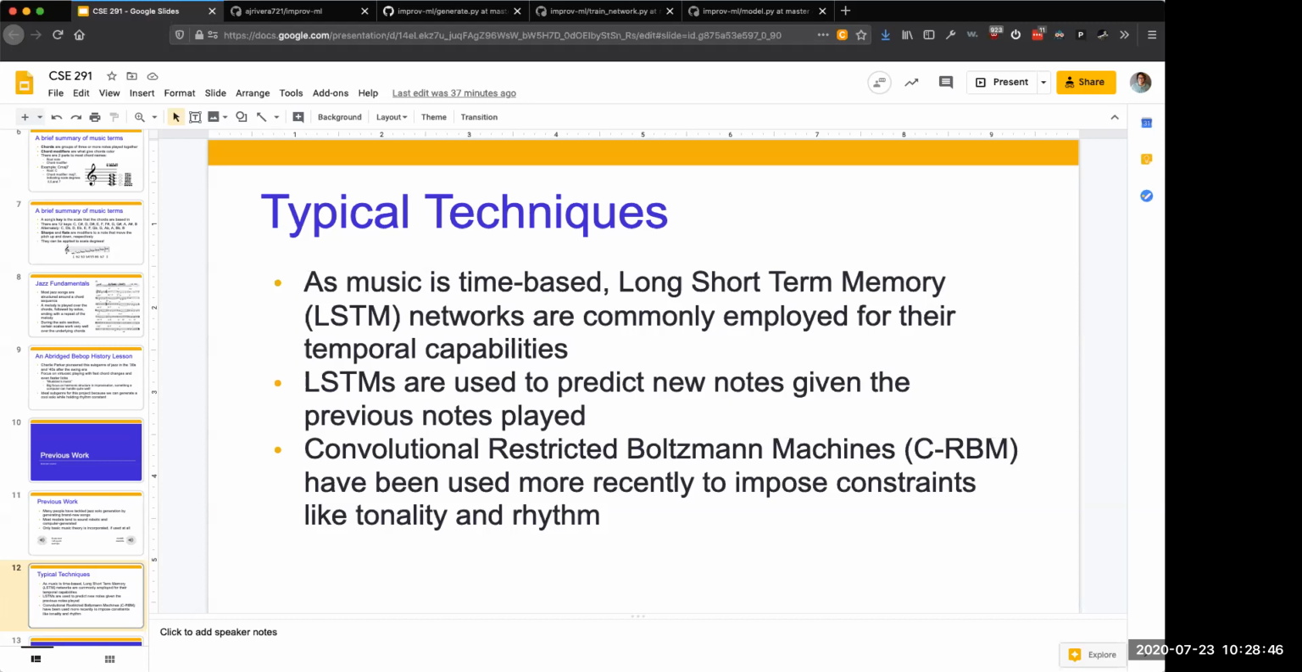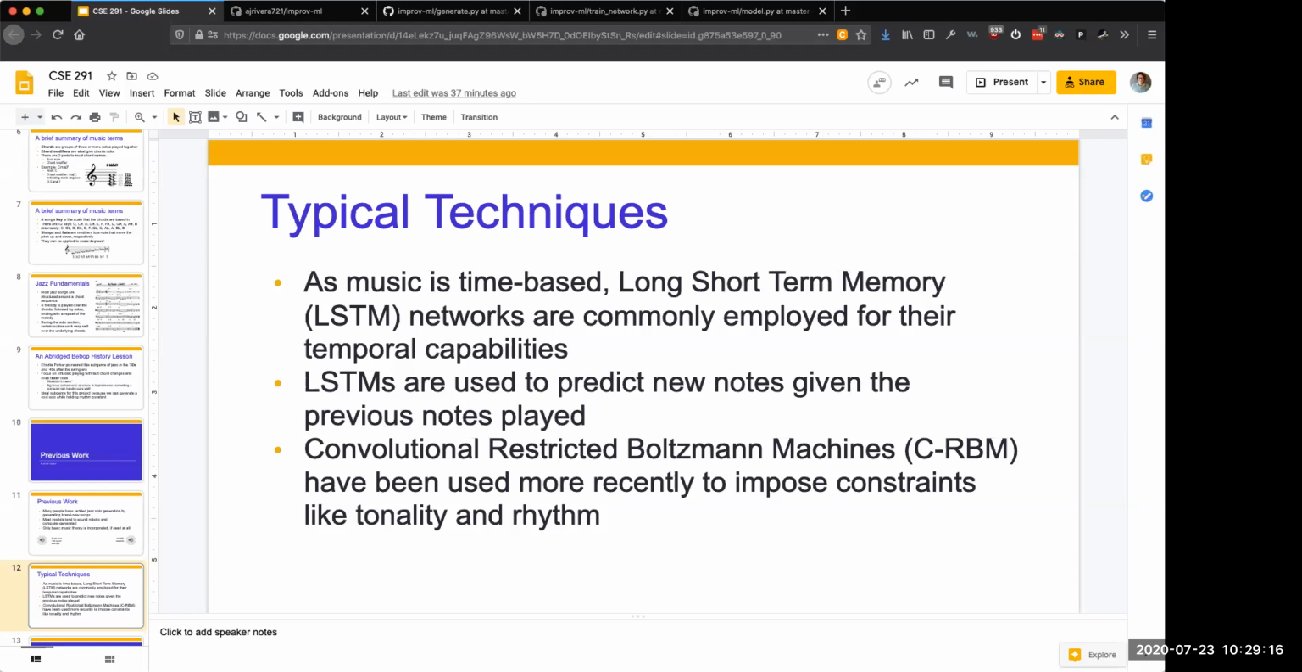A lot of the previous work that we studied was using long short-term memory networks, because they're able to predict new notes given the previous notes played. It's sort of like a feedback loop where it makes a prediction and then feeds that prediction into the next cycle of the machine. So it continually remembers what was previously played in order to inform what it should play next.